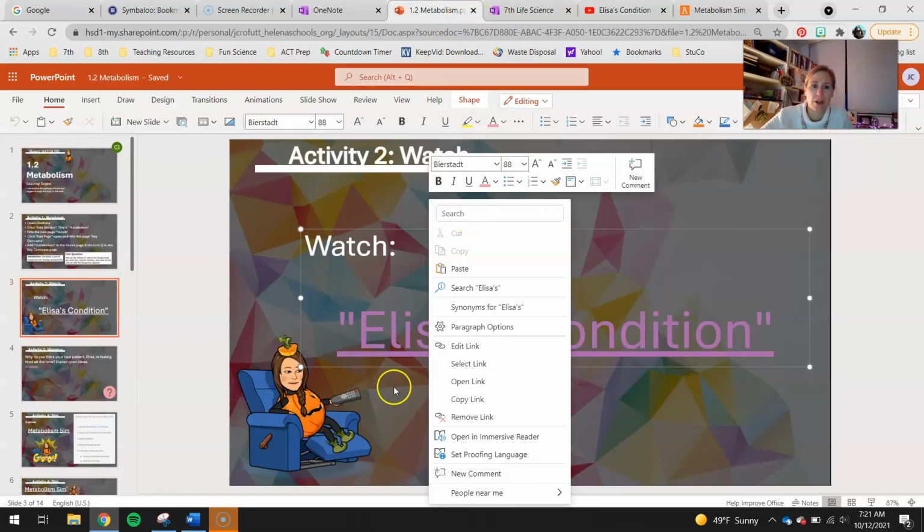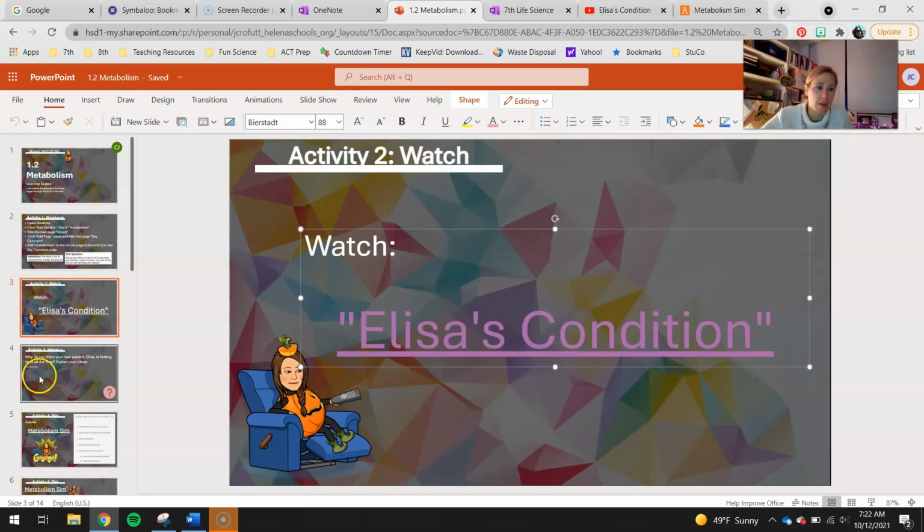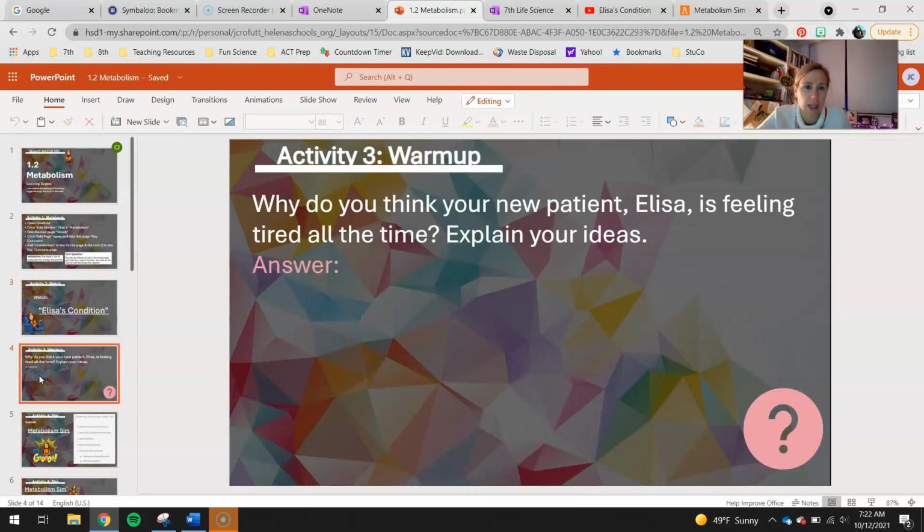All right, so you guys just learned a little bit about Elisa. So you're going to go ahead and move on to slide 4, your activity 3 warm-up for today, which just asks, why do you think your new patient Elisa is feeling tired all the time? Explain your ideas. So come up with a couple ideas of what you think might be going on with Elisa. Again, take a second, pause this video, finish your warm-up, and then you can move on to the next part of this lesson, which is the sim.